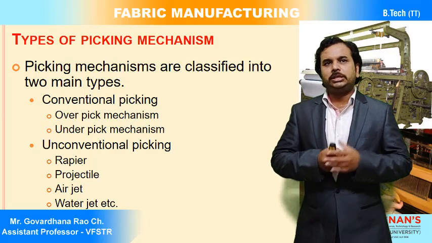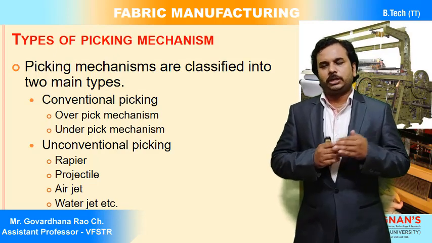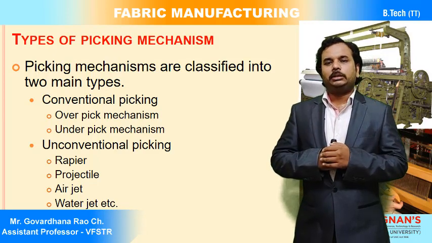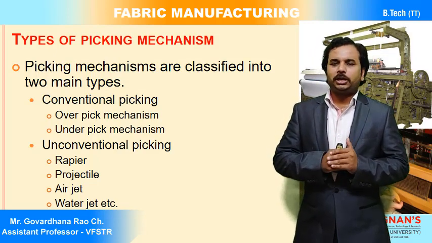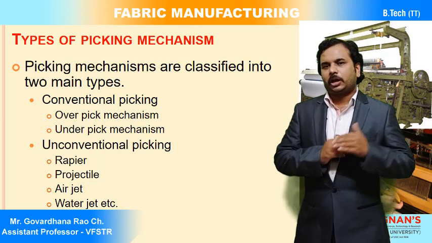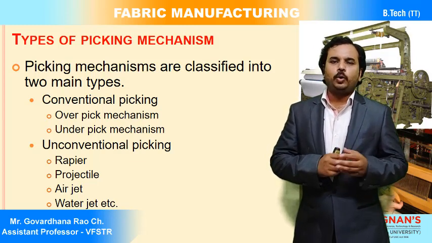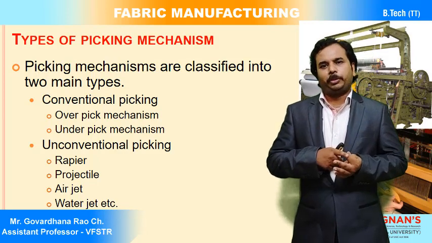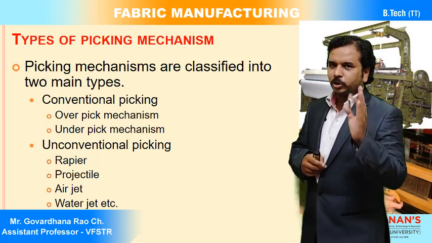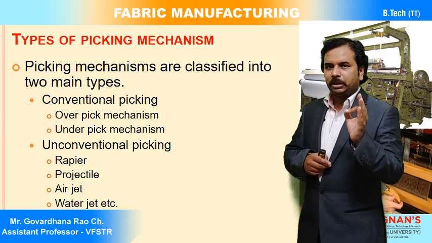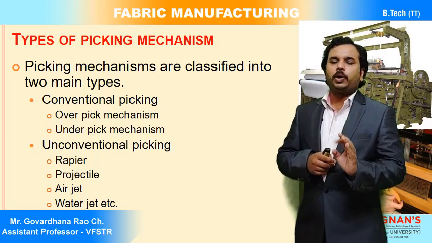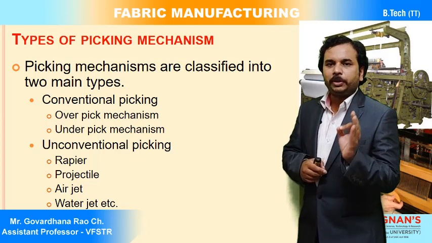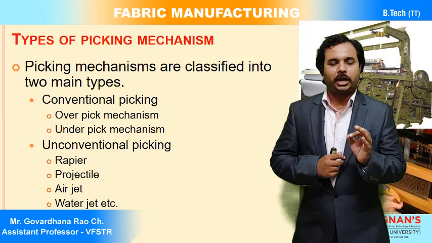So specific to these two types, that is conventional looms and the shuttle-less loom, that is unconventional looms, the picking mechanisms, you can observe that in conventional looms, we have cone over pick and cone under pick, the over pick mechanism and under pick mechanism. We are going to discuss specifically now in unit number 3 the cone over pick mechanism and under pick mechanism.